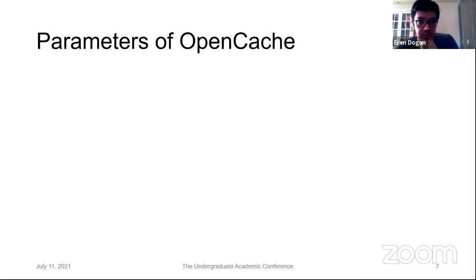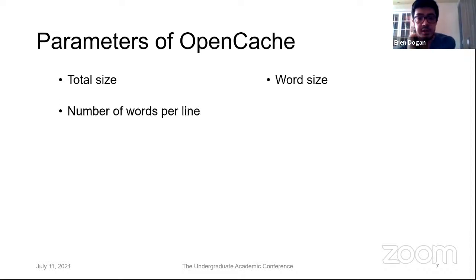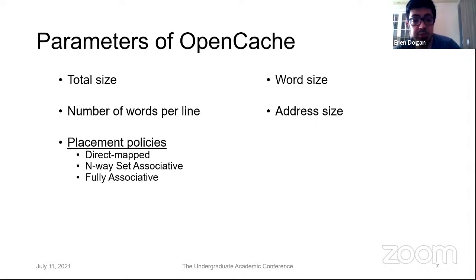So I want to mention some parameters of OpenCache. Total size, the data array's total size, the word size, the machine word size, the number of words per data line, the address size of the cache you want to generate, and placement policies. Currently we support direct map and n-way set associative. Fully associative is not supported yet. Write policies: write back and write through. Write through is not yet supported, but it will be.